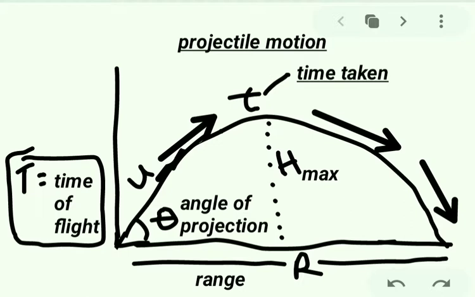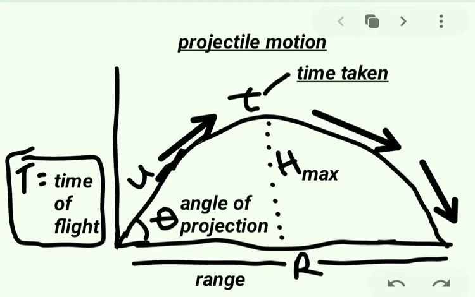An example of such a body is a javelin. The javelin is known as a projectile. It is allowed to move freely under the action of gravity. Such motion has two independent planes: number one is the vertical plane, and the other is the horizontal plane.